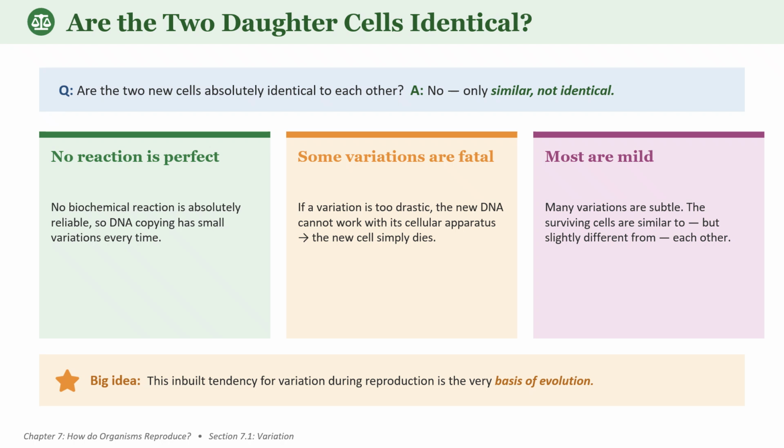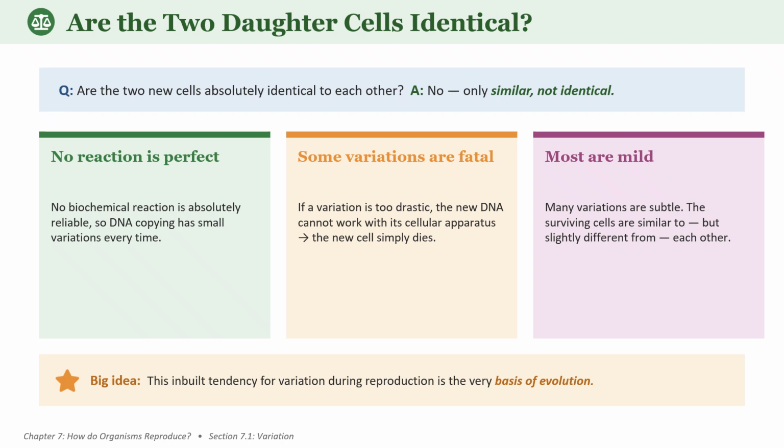And why do variations occur? No biochemical reaction is 100% perfect. Tiny errors may occur while copying DNA also. We have types of variations also. One is harmful variation. So what happens in harmful variation? Some changes may be severe and they prevent the organism from surviving. For example, a defective DNA causing cell death, right?